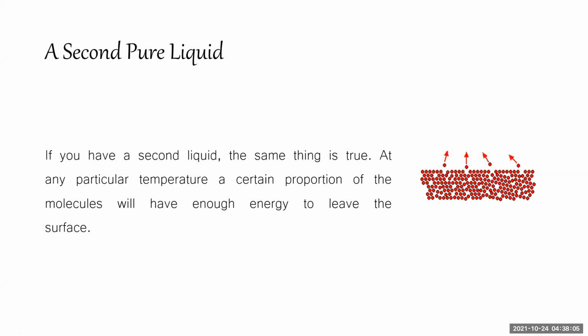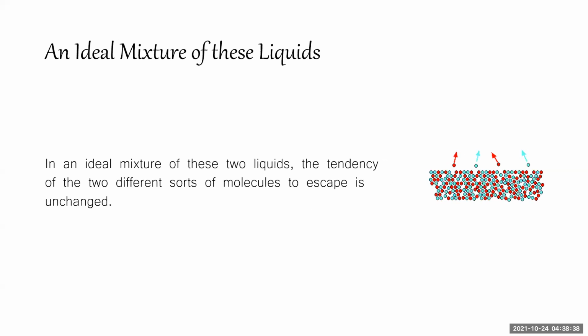If you have a second pure liquid, the same thing is true. At any particular temperature, a certain proportion of the molecules will have enough energy to leave the surface and form that vapor pressure. It might not be the same proportion of molecules, but in this simple explanation, we're showing, again, 4 molecules escaping. So about the same, probably intermolecular forces or attractions, and therefore about the same number of molecules escaping. So now let's think about, what if we mix these 2 liquids, right?